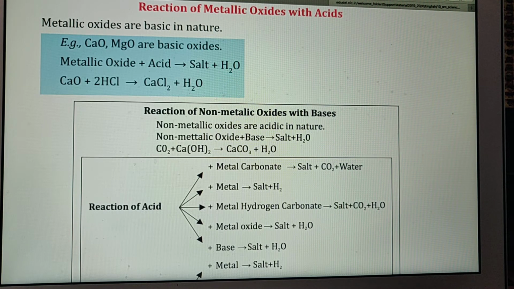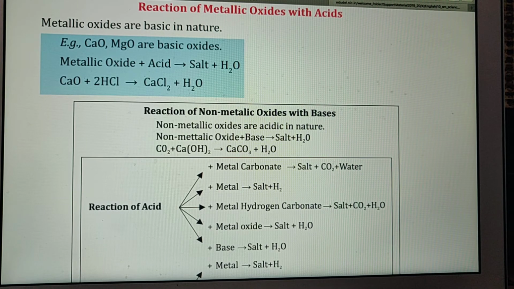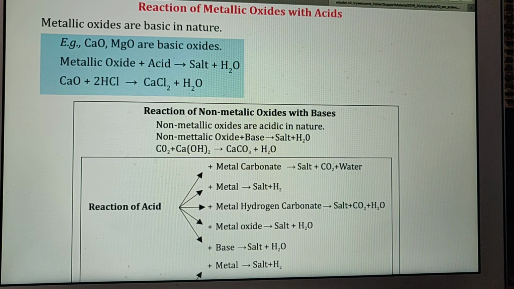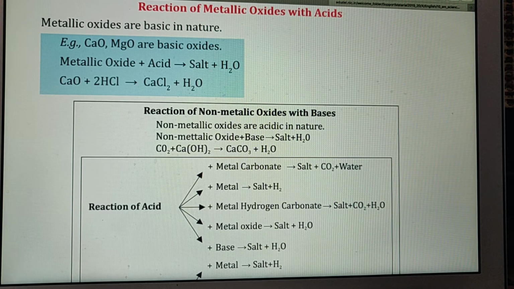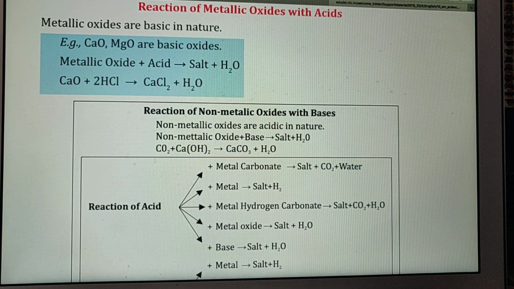Calcium hydroxide and magnesium oxide are the basic oxides. So metallic oxides react with acid to give salt and water. CaO plus HCl gives calcium chloride and water.